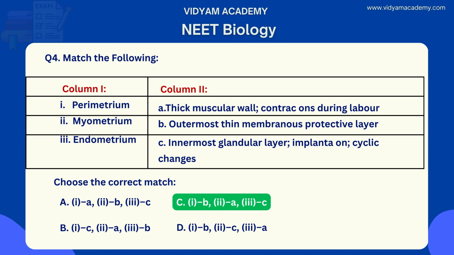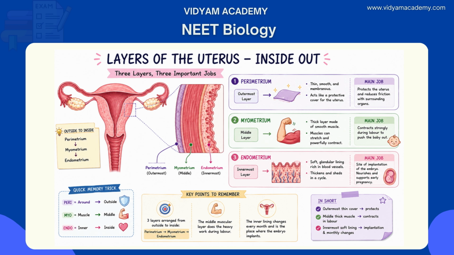Let's see the explanation. In option C, the first one, perimetrium, is matched with B, the outermost thin membranous protective layer. Option 2, A, the myometrium, is a thick muscular wall, contraction during labor. Option 3, C, endometrium, innermost glandular layer, implantation, cyclic changes.